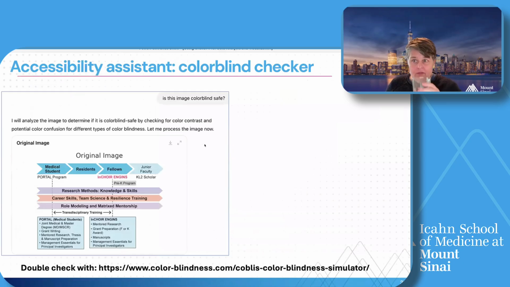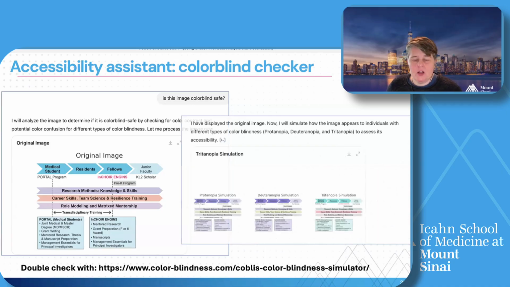You can also ask it to check for color blindness. So this is an image from a grant application from a few years ago. And I asked it to check for color blindness, and it created a simulation of different colorblind scenarios. And I did double check this by using a color blindness checker on the internet. If you just Google color blindness checker, you can find one of these. And it was quite accurate. So you can use this to double check yourself to make sure that your image will be able to be understood by the widest variety of people possible.